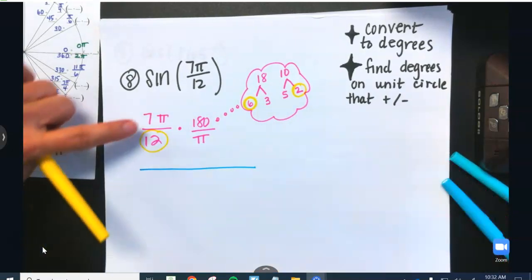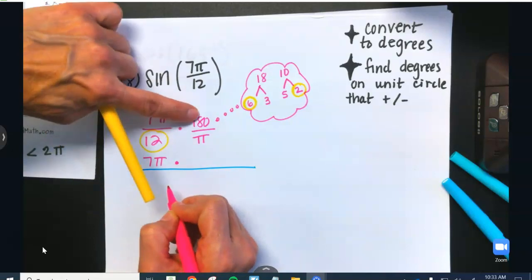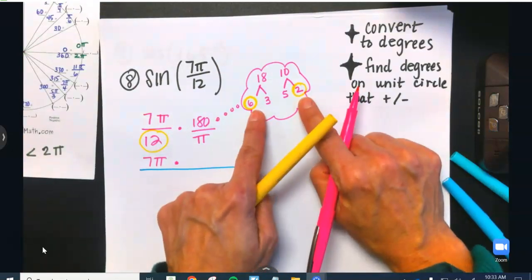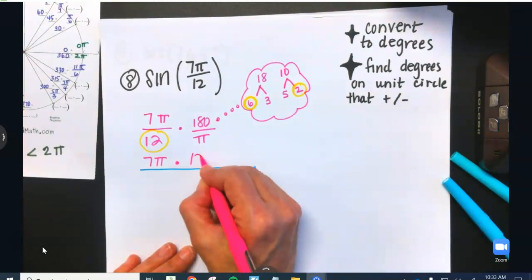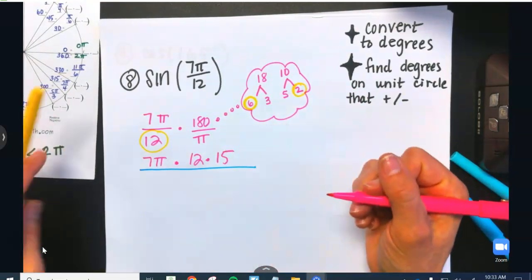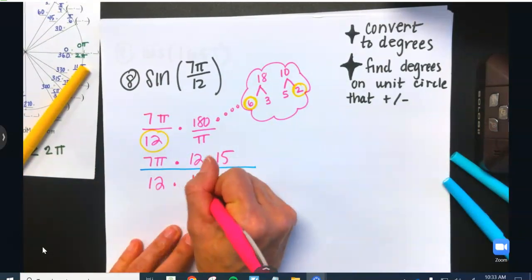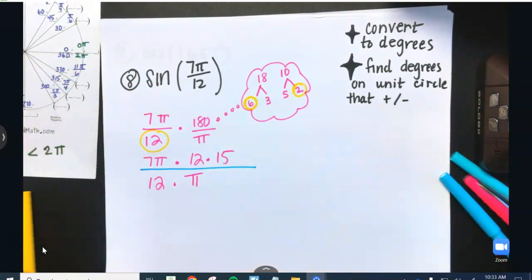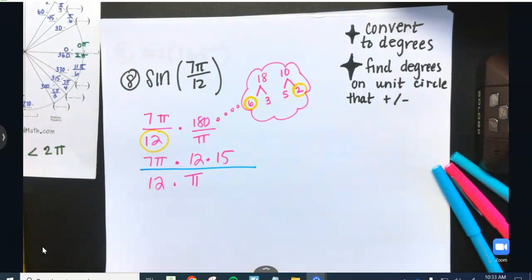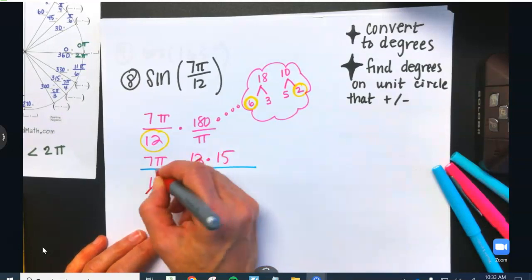I'm going to be simplifying my fraction. I'm going to put 7 pi times 180, but I'm not writing 180. I'm writing 12 times 15. And then I'm going to write the denominator, 12 times pi. And then watch me go. Watch me cancel out this stuff. Boom, boom, boom, boom.